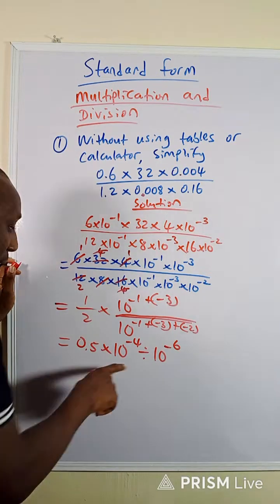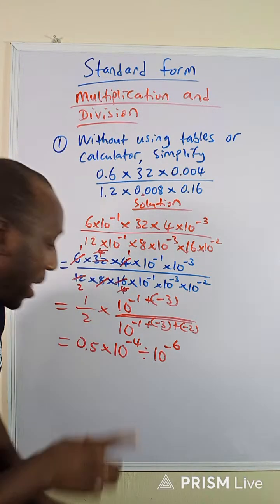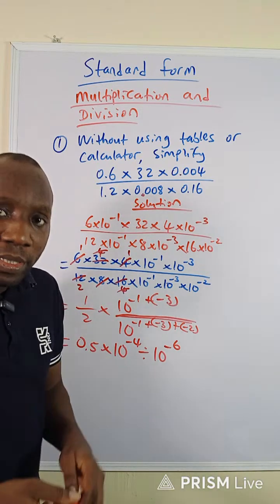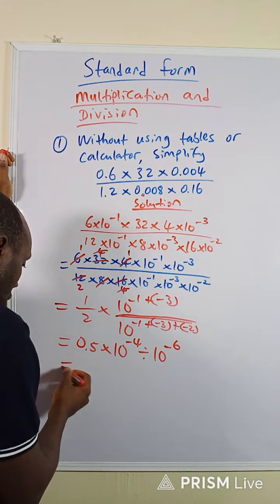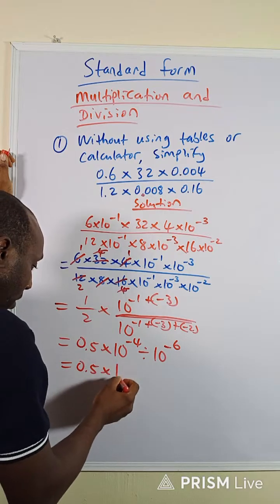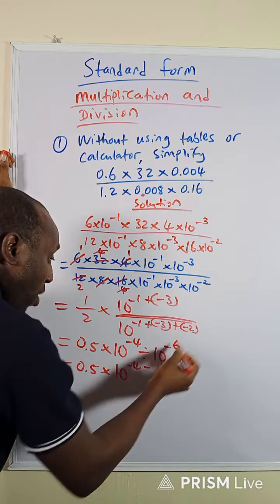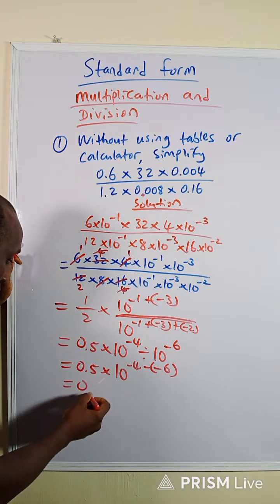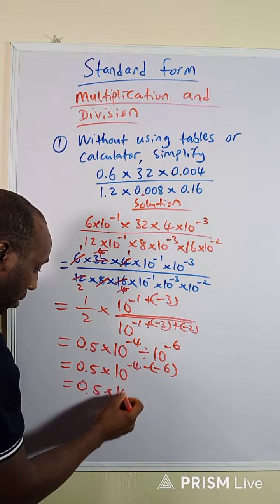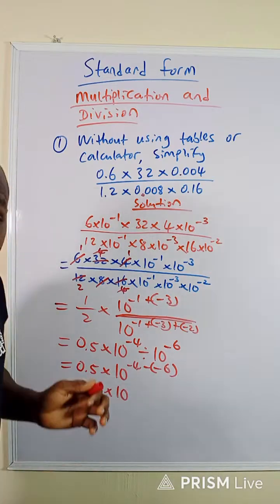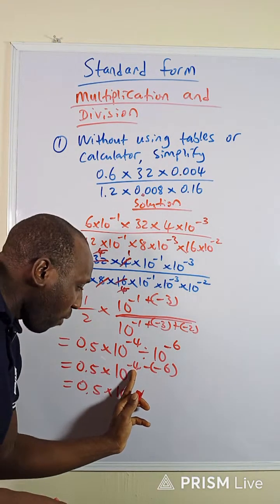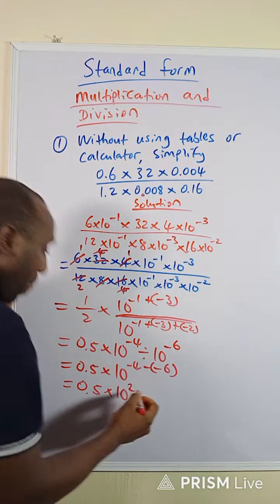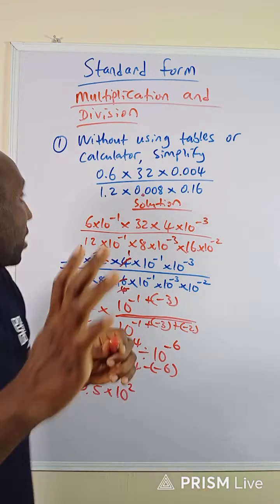Are you with me? Now, the law of indices will also come in here. We are dividing, they have the same base, we subtract the exponents, right? So this is going to be 0.5 times 10 raised to the power of minus 4 minus minus 6. So this is 0.5 times 10 raised to the power of, what is minus minus? That's plus. And what is minus 4 plus 6? That is 2. So that's 2 here.